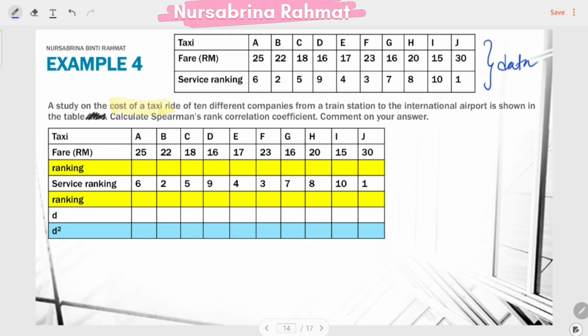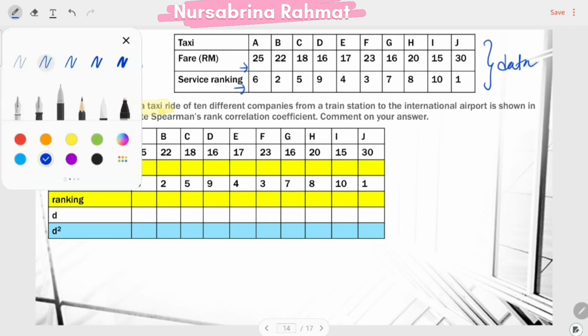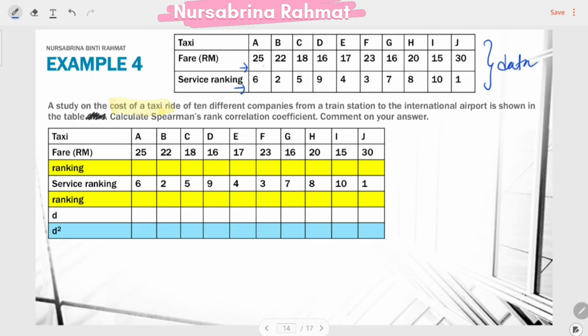It does not matter which one is the first one, X or Y, we don't have to label them. We just need to arrange both variables according to ranking order. Let's look at fare, which is in ringgit. So we have 25, 22, 18, 16, 17, 23, 16, 20, 15, 30. The smallest fare is 15, so that is considered ranking first.